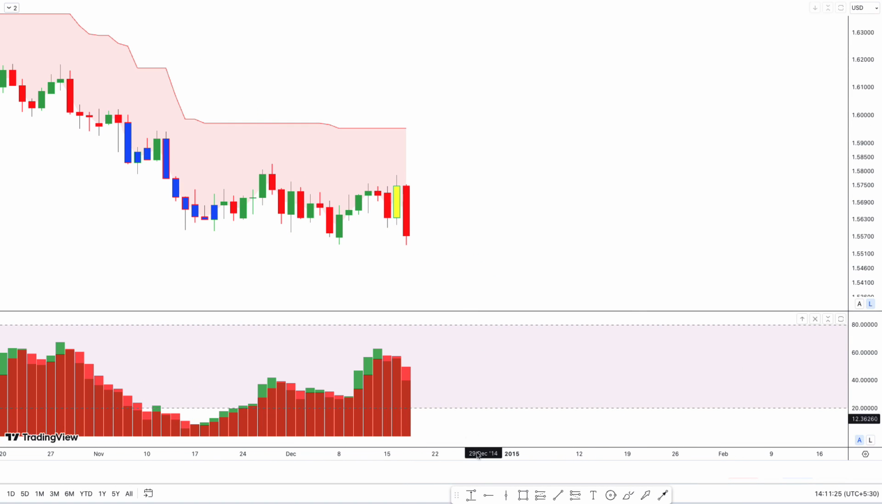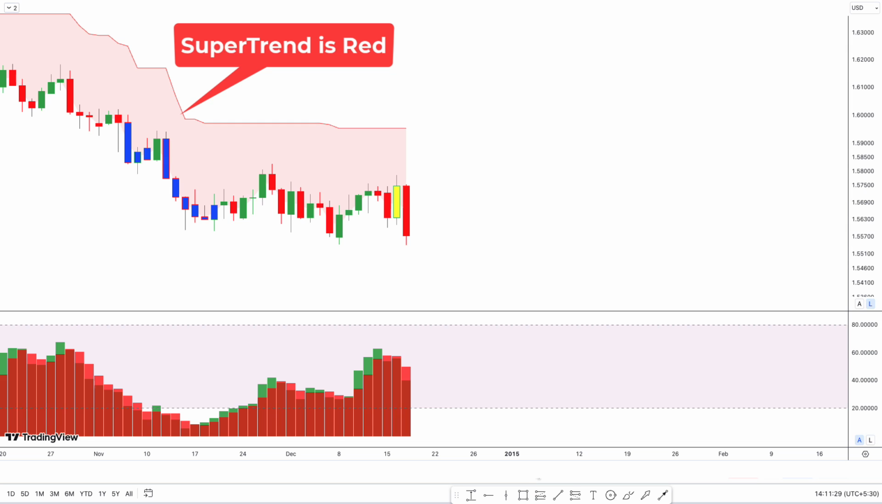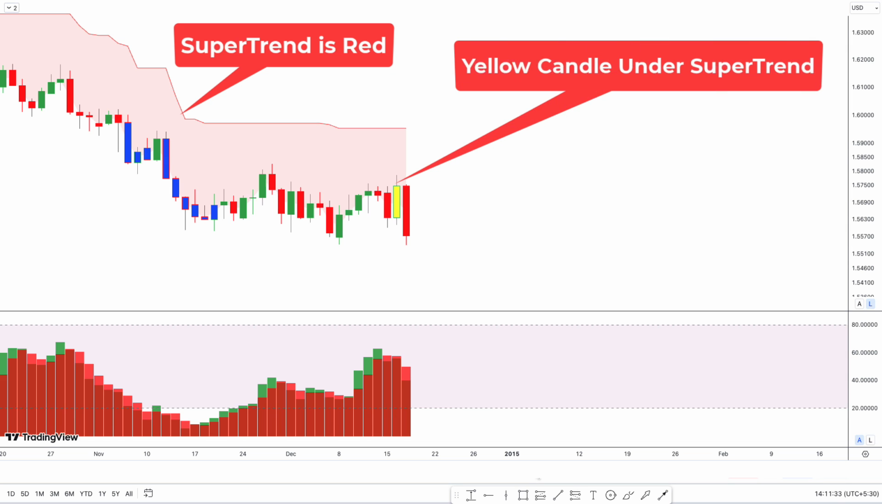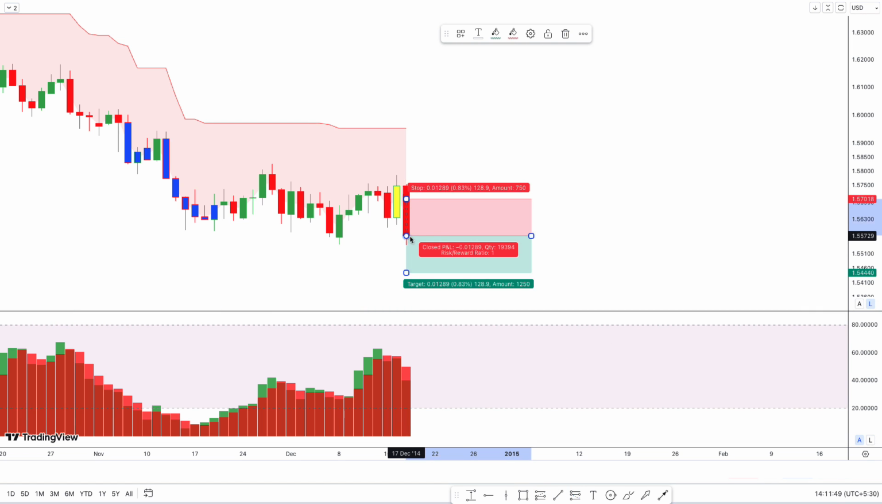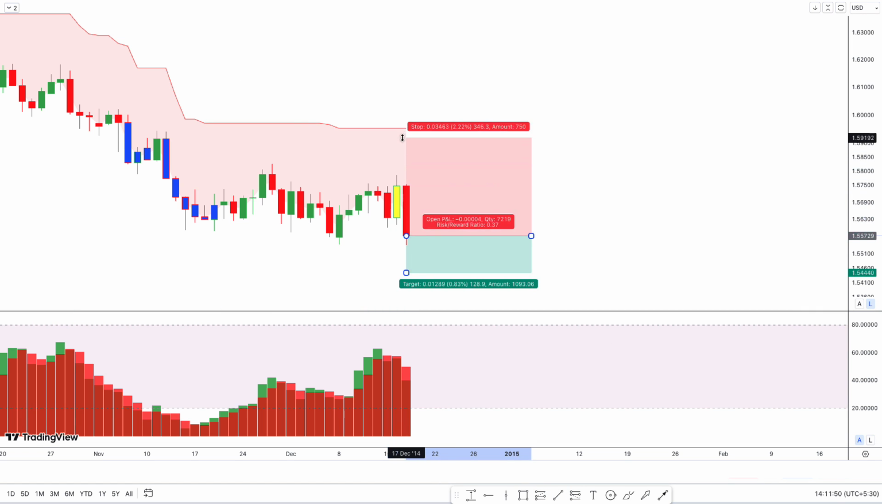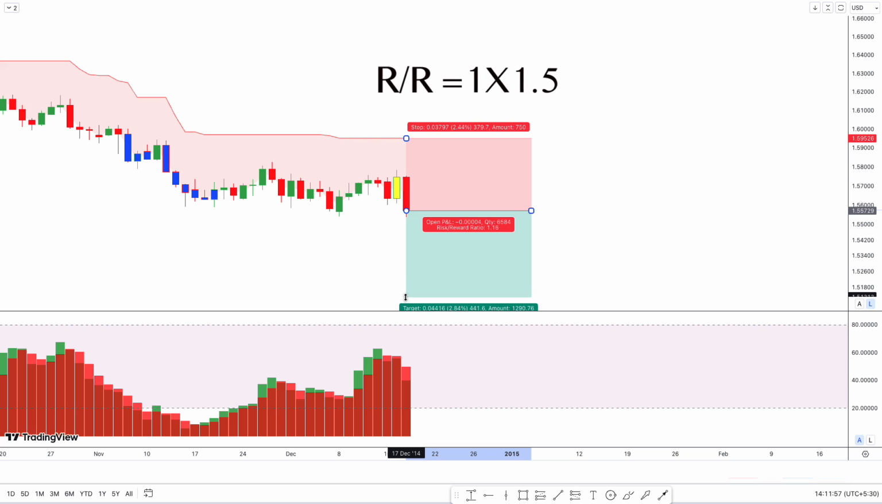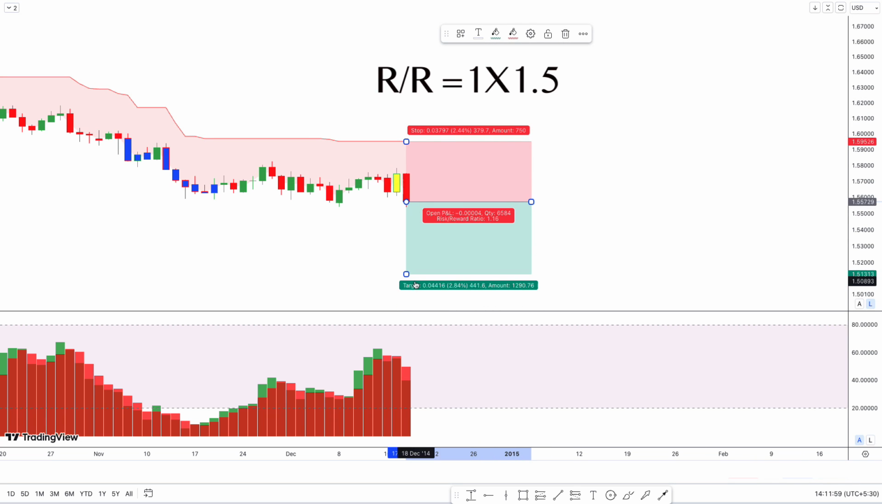First of all, the super trend line should be red, second the yellow candle will be under the super trend, third the red candle after the yellow candles, then last the opposite bar is in red with the slow stochastic. All conditions are met, so enter a sell position. The stop loss should be above the super trend line, and the take profit should be multiplied by 1.5, and this means that the risk to reward ratio is 1:1.5.